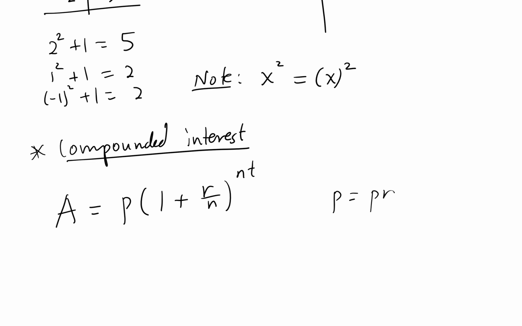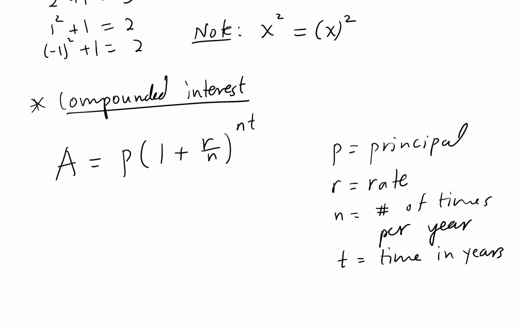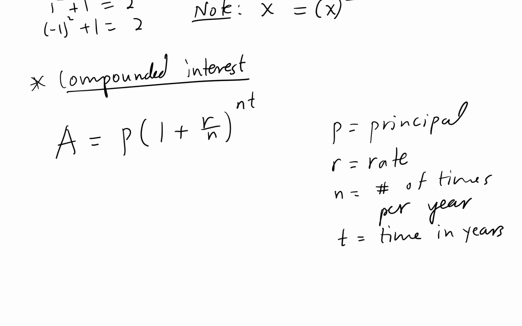P is the principal. This is the amount you try to invest. R is the rate that is offered to you. N is the number of times per year. So if they say monthly, that means 12 times, N equals 12. If they say compounded annually, N is 1. Semi-annually means N is 2. T is the time in years. And A is the final amount.